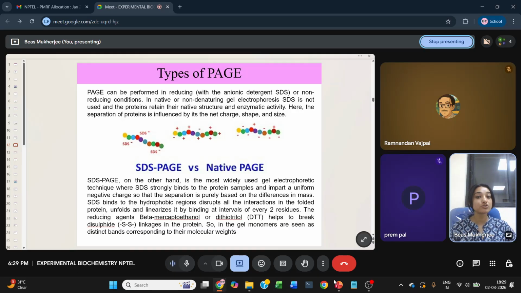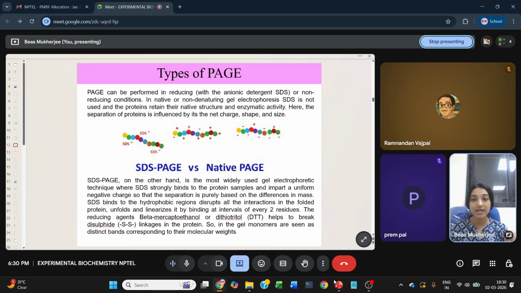SDS strongly binds to the protein samples and imparts a uniform negative charge, so that the separation is purely based on differences in mass. SDS binds to the hydrophobic regions in the protein and unfolds and linearizes it by binding at intervals of every 2 residues. Remember, this is a very important question: how many SDS molecules will bind if there are n residues in a protein? One SDS molecule binds after every 2 residues.